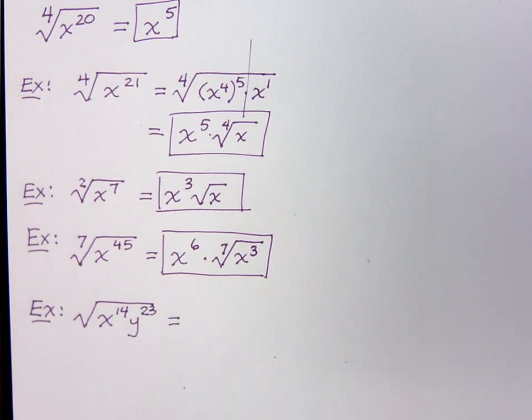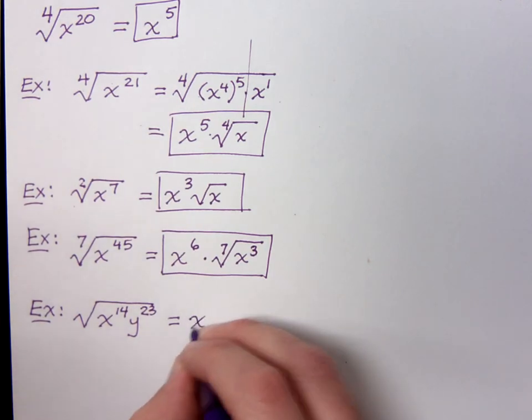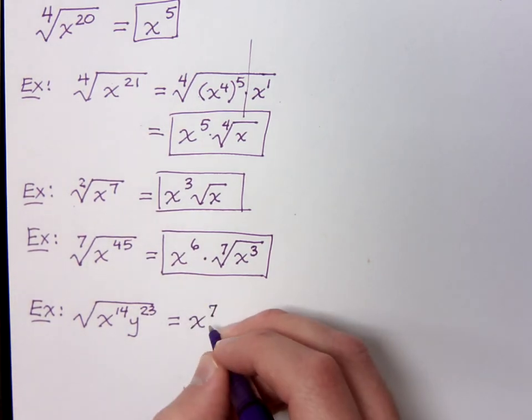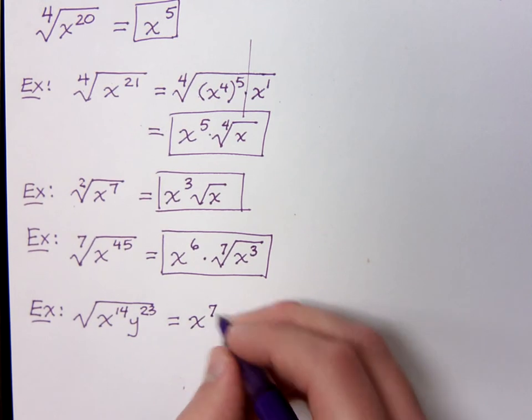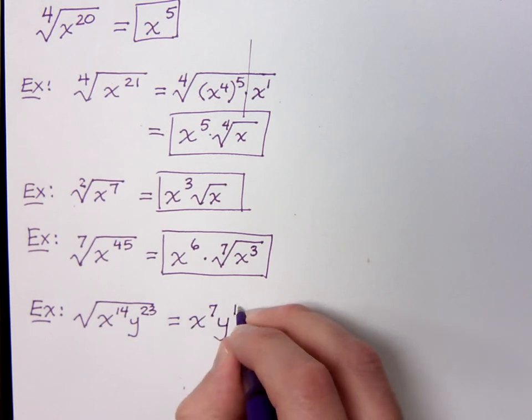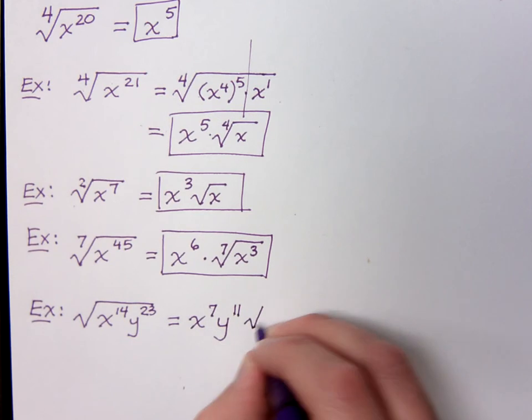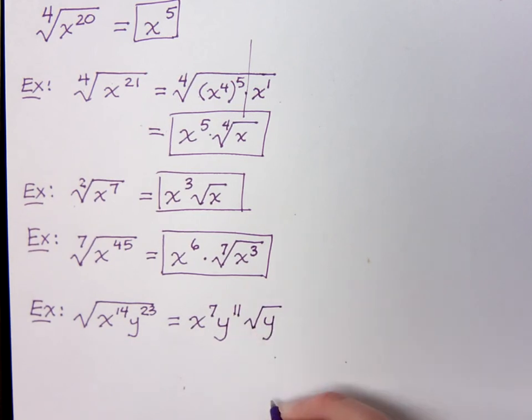How about the square root of x to the 14th, y to the 23rd? Now wait a minute. Don't be scared. 7 and 11. X to the 7th, with how many left over from the x's? None. No x's left over. What about the y's? 11. 2 goes into 23 11 times, but you have what? You've got 1 y left over, right?